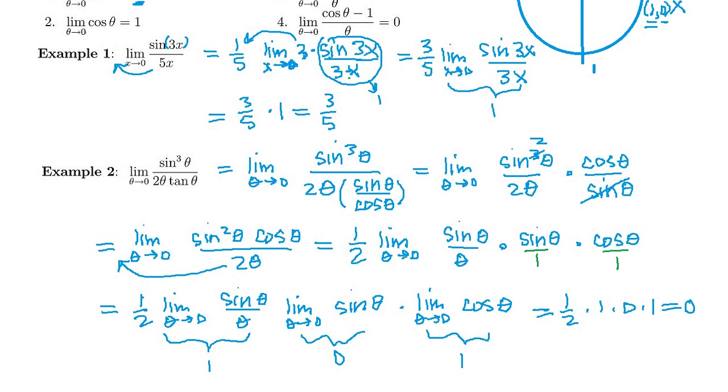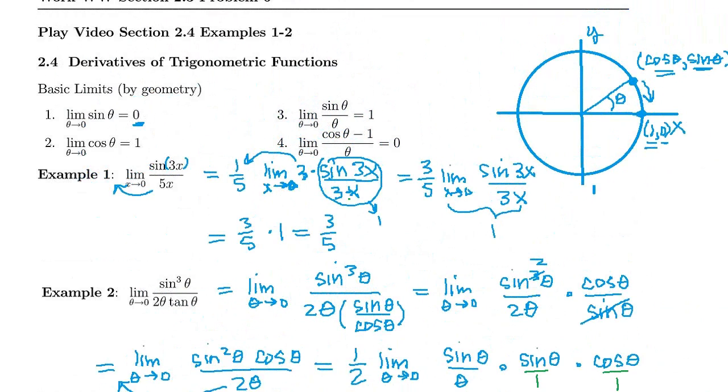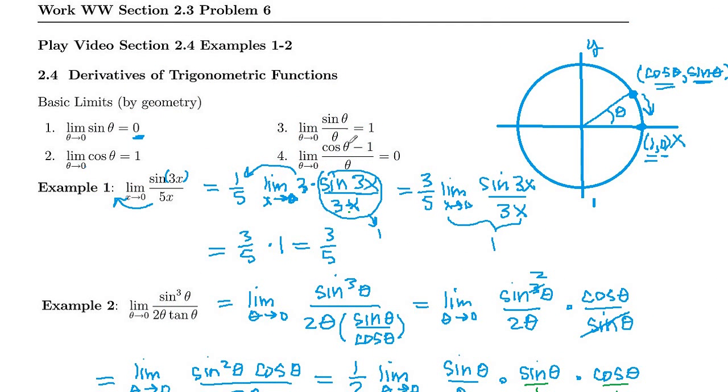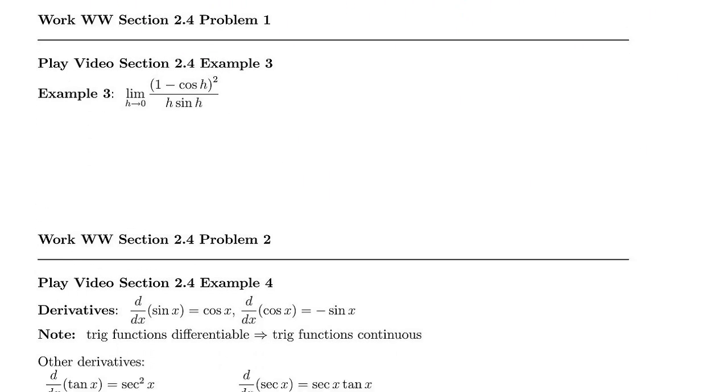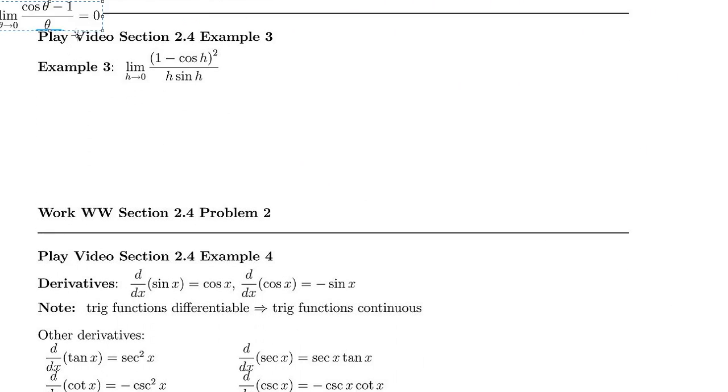So let's take a look at another example. We haven't used this yet. Cosine theta minus 1 over theta, that limit's equal to 0. So we want to try and use that limit there. So here we've got 1 minus cosine h, quantity squared over h sine h, limit as h goes to 0.